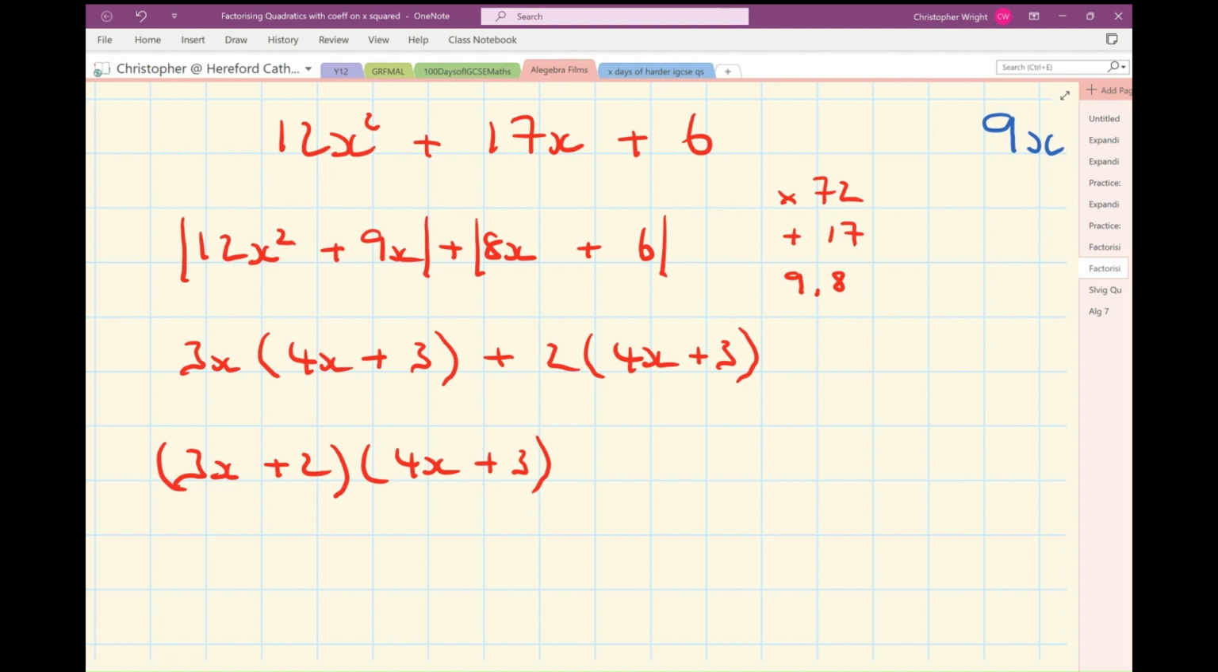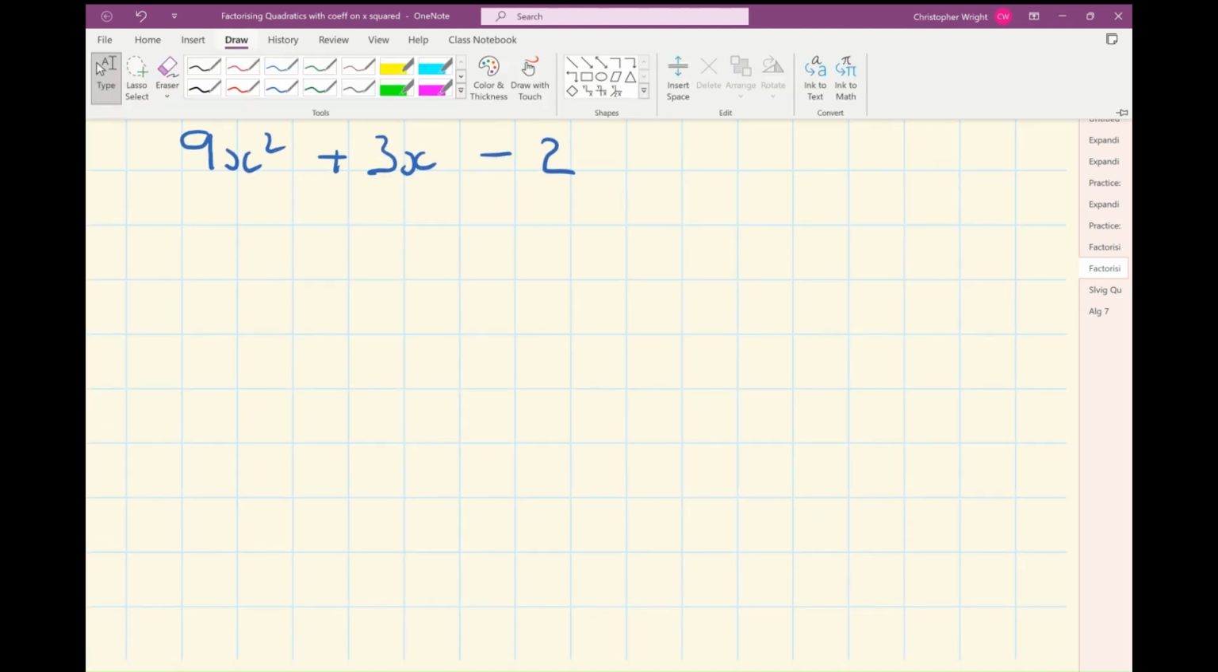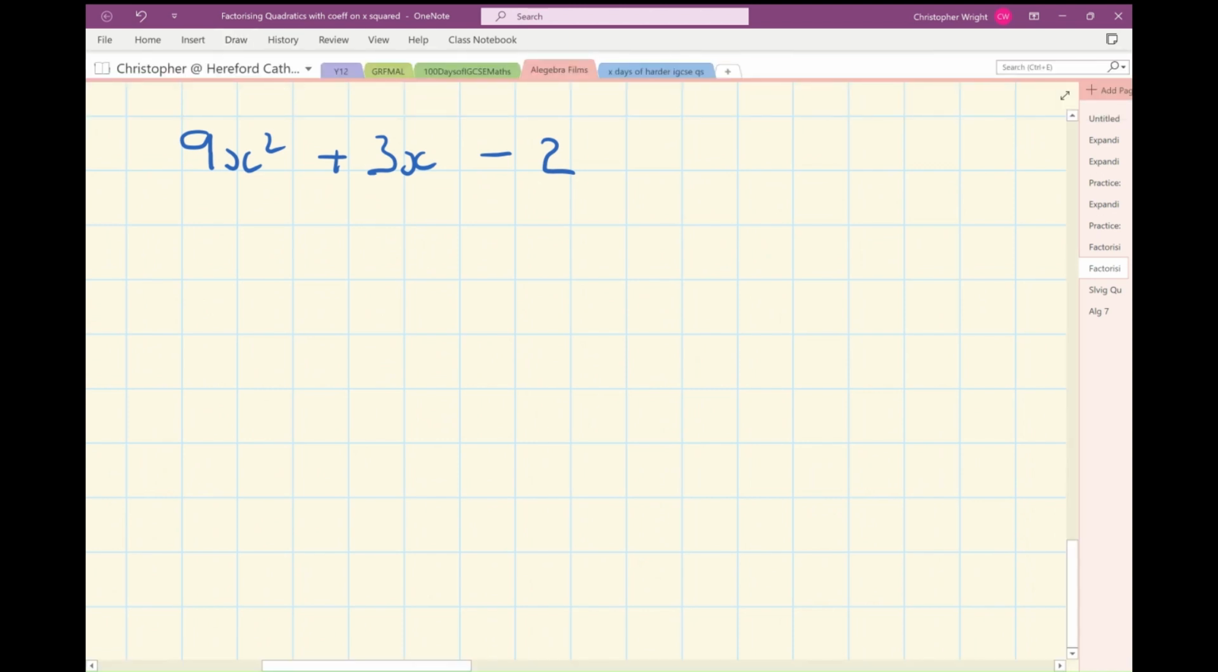Now, sometimes you have to be quite clever with your signs, quite flexible with this. So let's have a look at this blue example here. Again, I'm going to find two numbers that multiply to the product of the a and the c. So they're going to multiply to minus 18, and they're going to add to 3, the coefficient on the x. Now, my two numbers that do that are, and again, it doesn't matter which way you write them down, 3 and minus 6. Plus 3 and minus 6.